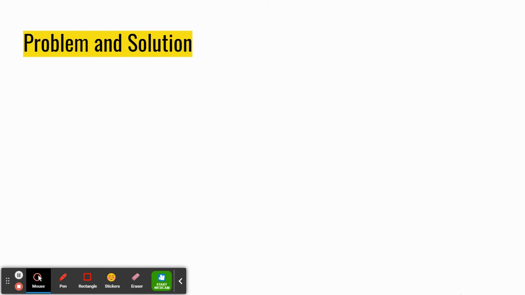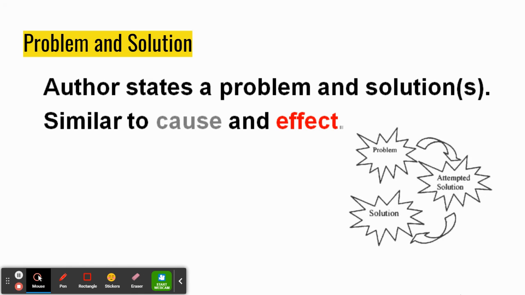Okay, next one is problem and solution. This one's really simple. It's just what it sounds like. The author is going to give you a problem and give you a solution or maybe more than one solution. So the author states a problem and solutions.